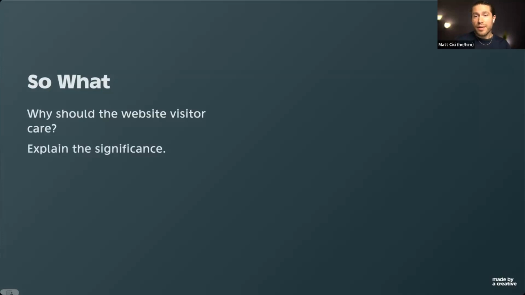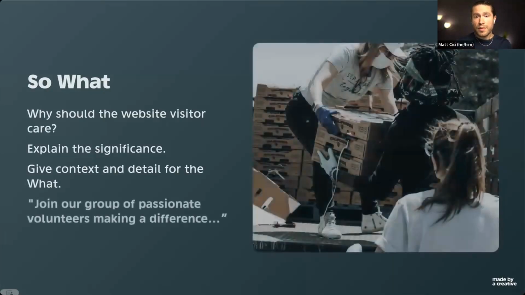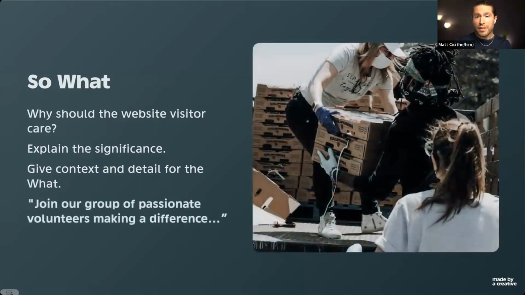So now it's the time where you actually need to share more about what you, your community, product or service actually does. This is where you provide more context or even more details about the what and what it actually means. So in our nonprofit example, they're helping wildlife one trip at a time. Their so what is join our group of passionate volunteers making a difference. And they could be doing this in a city, region, country, or making a difference for the whole world.